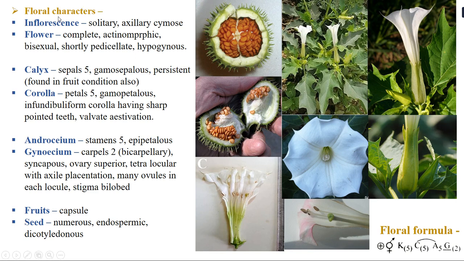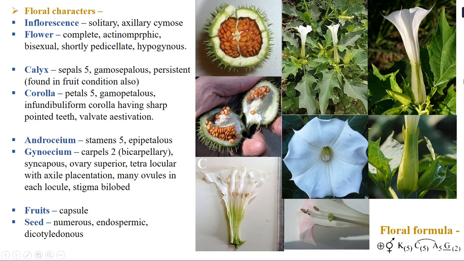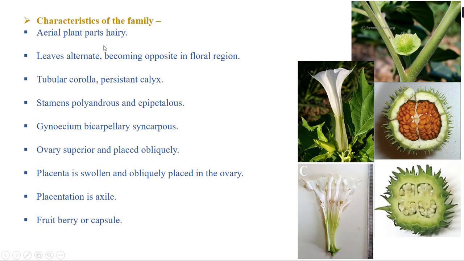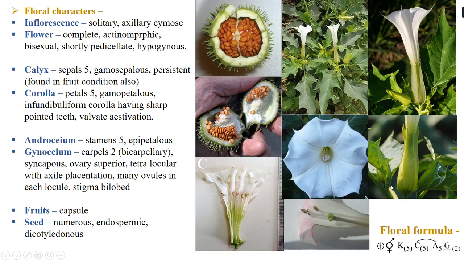Okay. So this was about the floral characters of the plant. So students, here we have studied the vegetative characters and the floral characters of this given plant material. Now let us see some distinguishing characteristics of this family. The first thing is that the aerial part of the plant is hairy. In this picture, you can see minute hair on the stem of this plant. Next, the leaves are alternate to each other, which we have already seen.